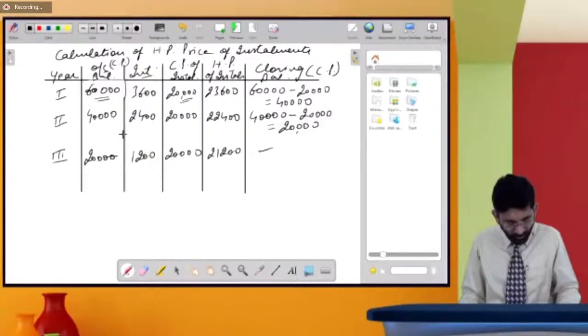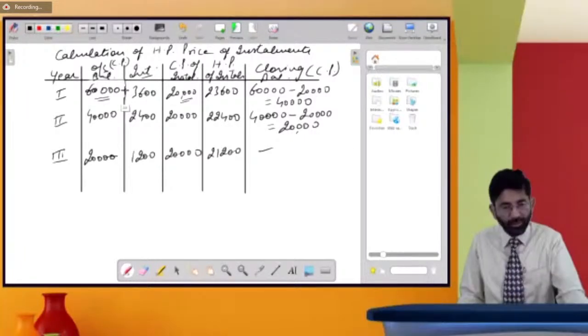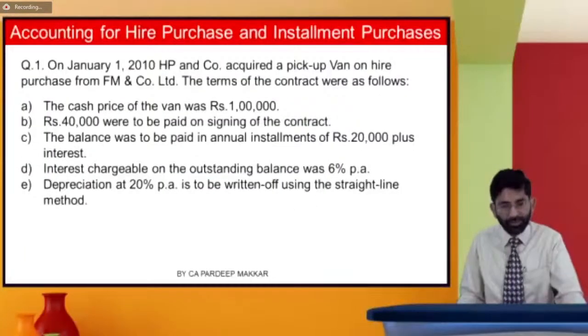Very good. Annual interest. Interest in first year 3600. Very good. So all the students have done it. I understood that now you are perfect in doing this type of questions.